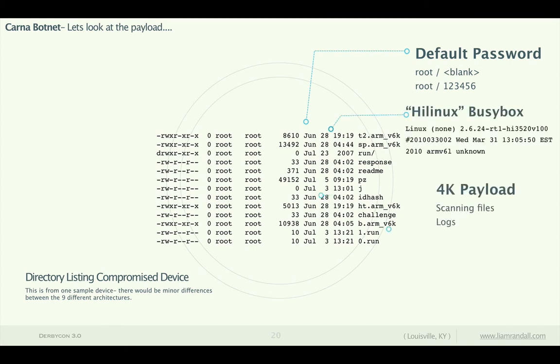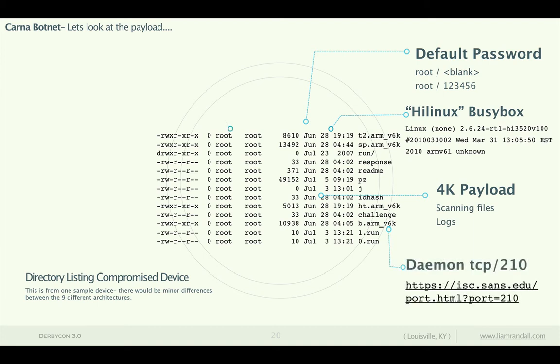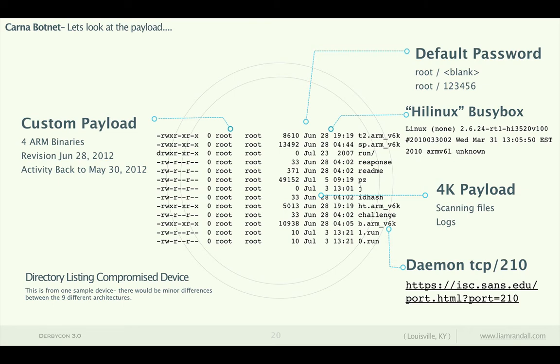The Linux itself reported back as High Linux BusyBox. The total payload is just a little less than 4K, with the scanning and the logs there. This file, barm_v6k, was the daemon that would spin up and run on TCP port 2010. And there were some other indications of this worm when this botnet first started operating.